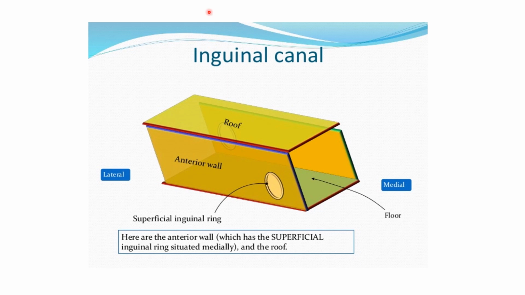So here you can see I have shown you an intact inguinal canal with four walls. Consider it like a box with a roof, anterior wall, posterior wall and the floor, and you can see one opening is present in the medial end and one opening is present in the lateral end. This is the superficial inguinal ring, and the one behind will be the deep inguinal ring.